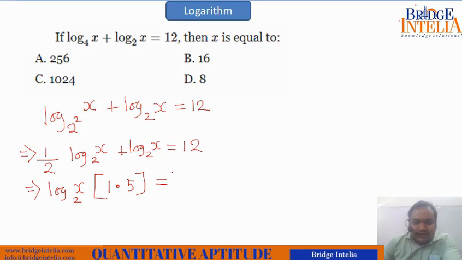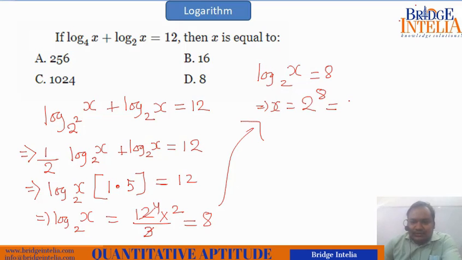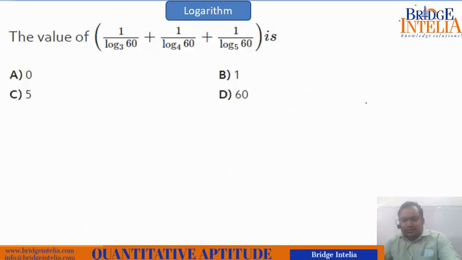So this is given to us as 12. So from here, log x to the base 2 is equal to 12 divided by 1.5. So 12 by 3 into 2, so equal to 8. So from here it is very clear that log x to the base 2 is equal to 8, which indicates that x is equal to 2 to the power 8. So 2 to the power 8 is equal to 256. So now let's move further.